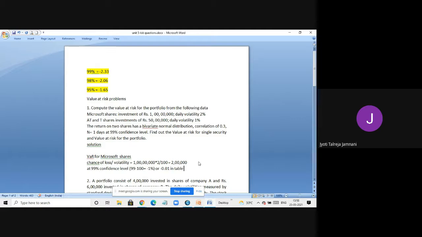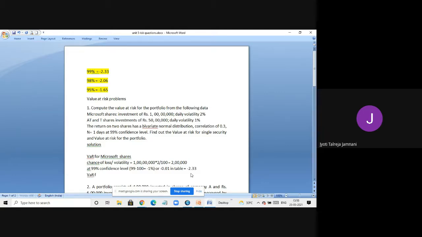We'll check this value in the table. I don't have the table to show you right now and you also don't have it, so I've already given you the values here. That 1% value in the table will be minus 2.33. If you look at the normal distribution table and check 1%, you will get minus 2.33. So this is the table value we are going to use. Now this was a normal loss of 2 lakh and this is the 99% table value. Using this we can find value at risk.